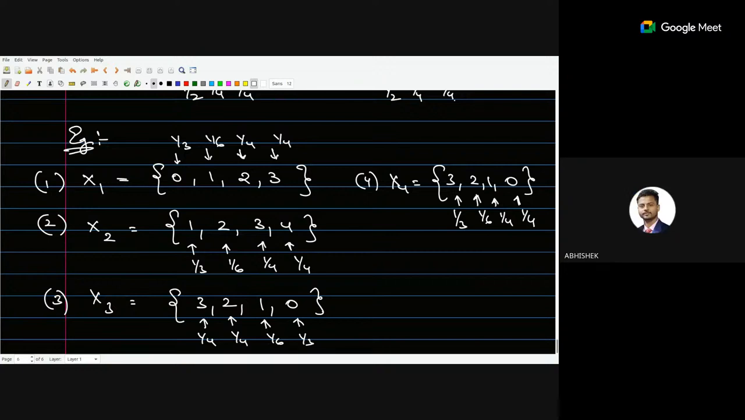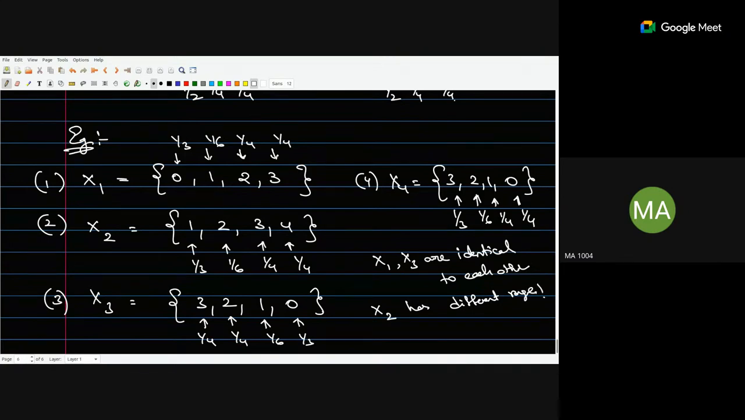X1 and X3. Yes. Correct. So, why is X2 not identically distributed with x1 or x3? Range is not the same. So x1 and x3 are identical to each other, because you see the range of x1 is 0 1 2 3, the range of x3 is also 0 1 2 3. I just wrote it in reverse order, and the corresponding probabilities also. So 0 with probability 1/3 for x1, similarly 0 with probability 1/3 for x3. So 2 with probability 1/4 for x1, 2 with probability 1/4 for x3. Even the corresponding probabilities should also be the same. Now, why is x2 not? X2 has a different range, different from x1 and x3. Why is x4 not identically distributed with x1 and x3?